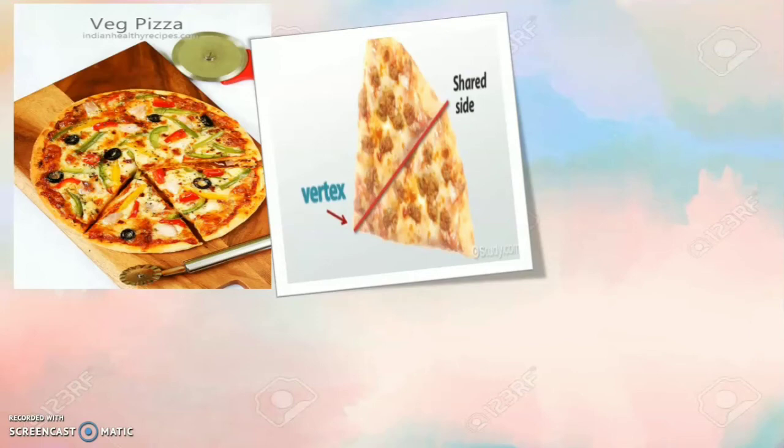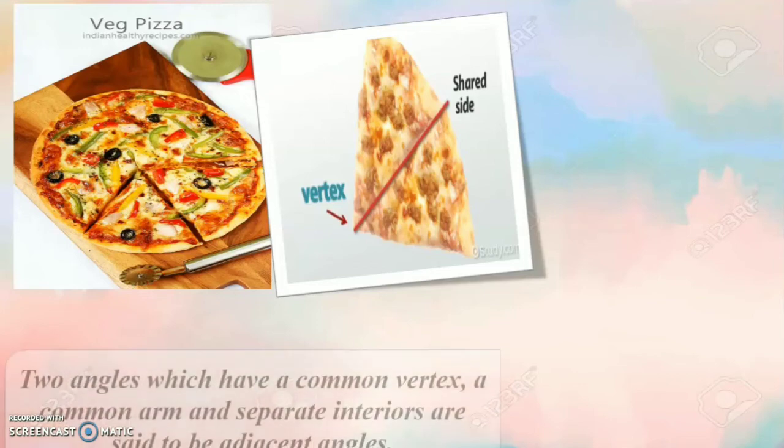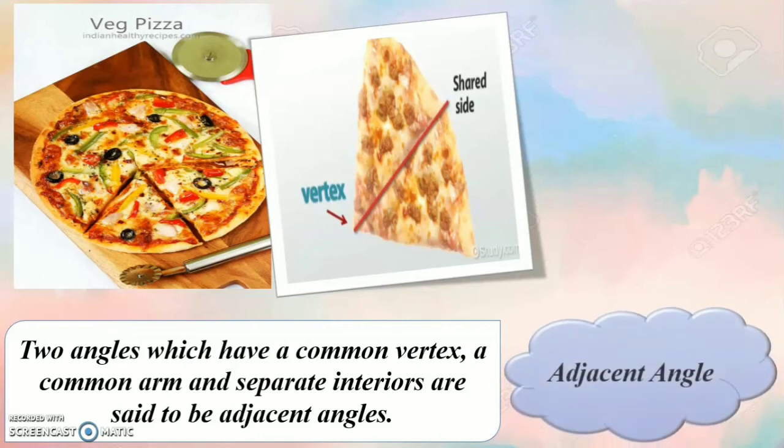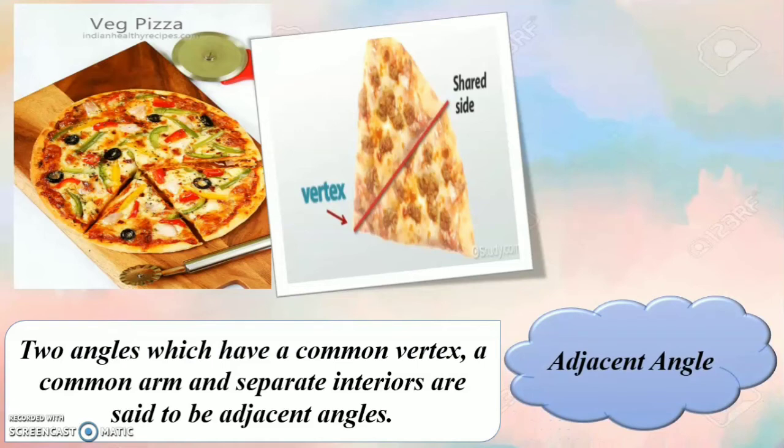So, when we have two angles which have a common vertex, a common arm, and separate interiors, they are said to be adjacent angles. I repeat once again, two angles with a common vertex, a common arm, and separate interiors are called adjacent angles. Now look at these angles.